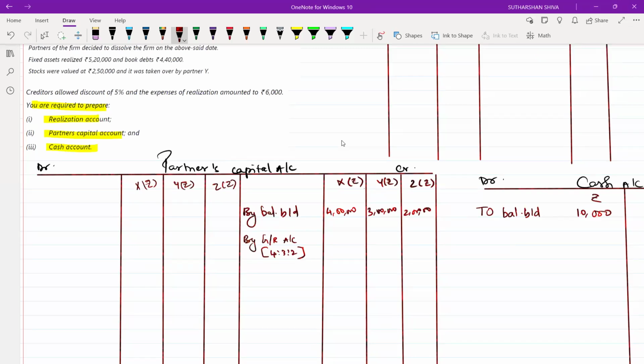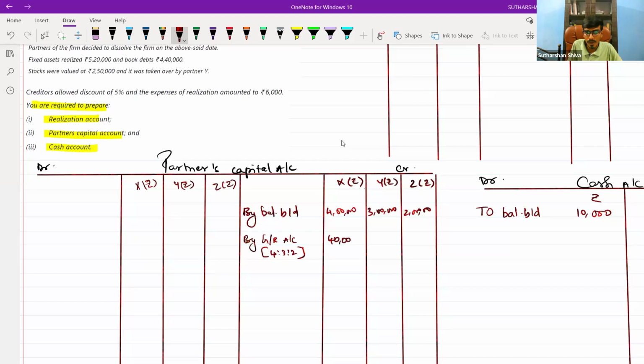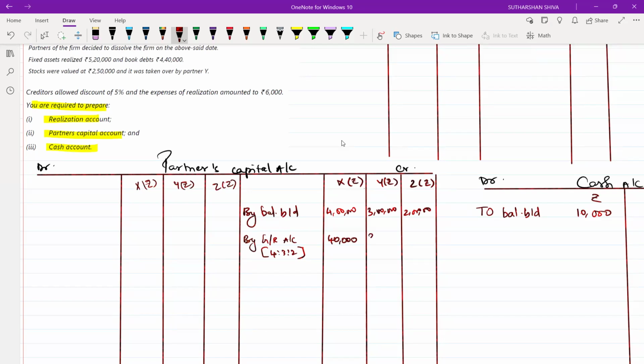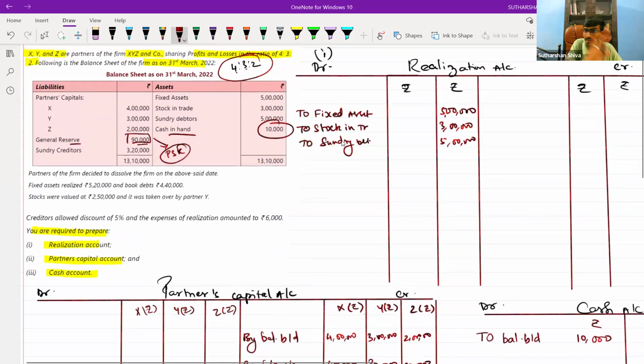Multiply by 4: 40,000. Divided by 4, multiply by 3: 30,000. Divided by 3, multiply by 2: 20,000. That's it. We have never read the question; I never touched it. Just doing it simply.